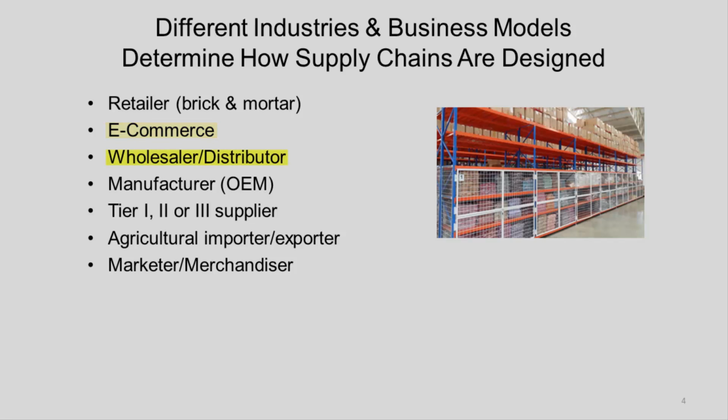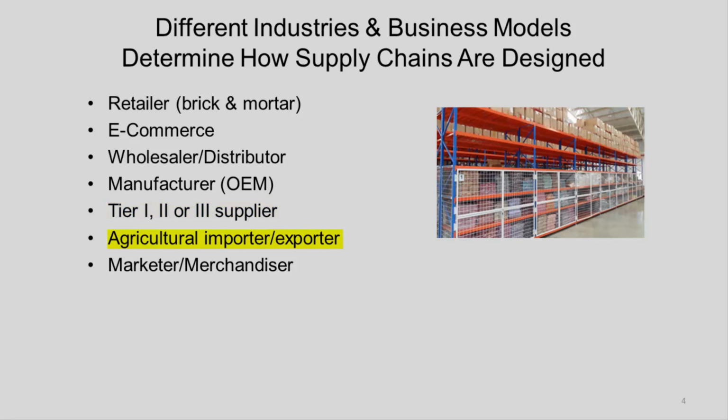Also, whether we are a wholesaler or a distributor, or, as I mentioned a moment ago, a manufacturer, what's sometimes referred to as an OEM, an original equipment manufacturer. If we work in a multi-tiered supply chain, meaning there are many different levels, different tiers of suppliers, that's going to change how supply chains are designed as well. A tier 1 supplier is the entity or organization that sells directly to a manufacturer. A tier 2 sells to a tier 1, tier 3 to a tier 2, etc. That's going to change the dynamics of the supply chain.